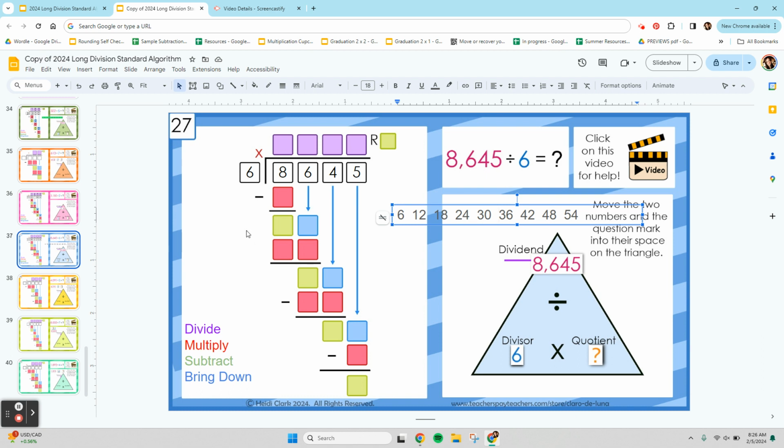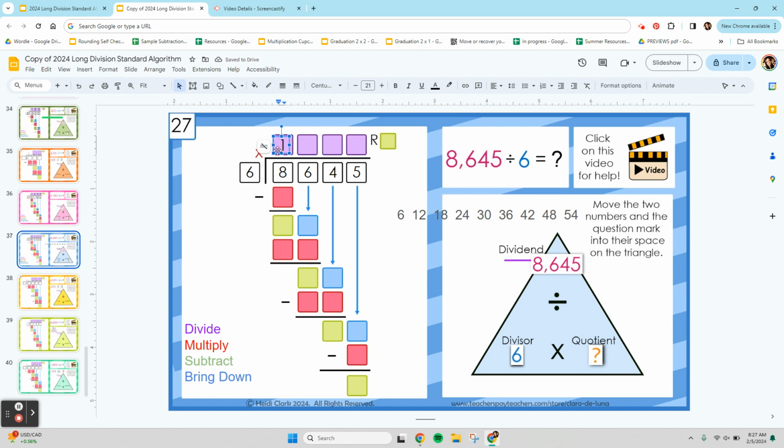So let's go ahead and start. We're going to do 8 divided by 6. In other words, how many groups of 6 can you make? If you had 8 pretzels and you wanted to make a group of 6, you can only make 1. You can't make 2 groups of 6. You'd need 12 for that, and you don't have enough. So you can only do 1 group of 6.